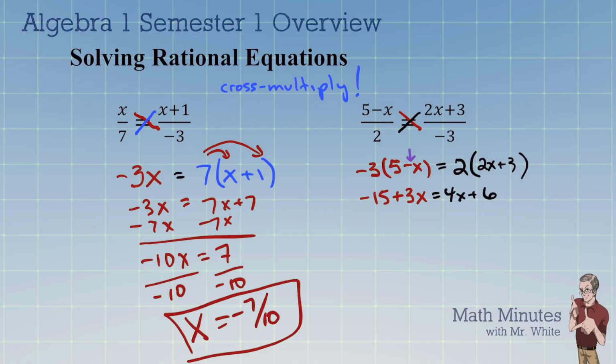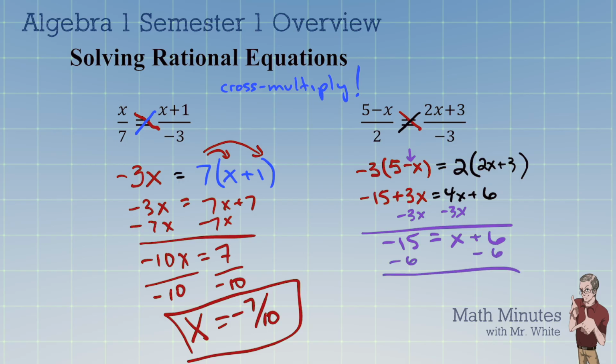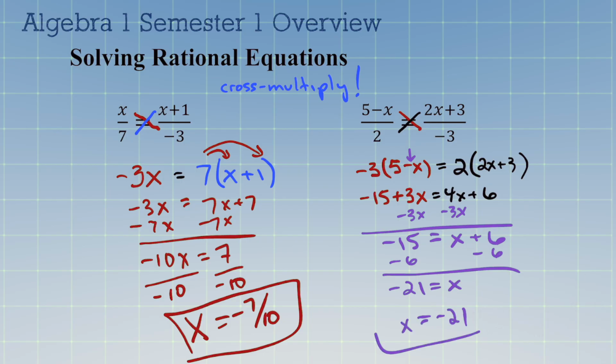4x plus 6. Now I have x's on both sides, so I always suggest to deal with that fact first. So I'm going to subtract 3x on both sides. You could subtract 4x, but you can probably tell I'm a pretty positive person, so I like to stay positive, haha, right? So I have a positive 1x, and then I subtract 6 on both sides. Negative 21 equals x, so x equals negative 21. You can write it either way, but there's your answer. So cross multiplying is the way to solve these proportions or rational equations.